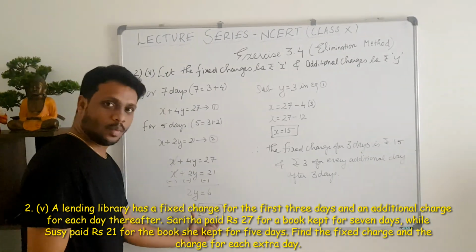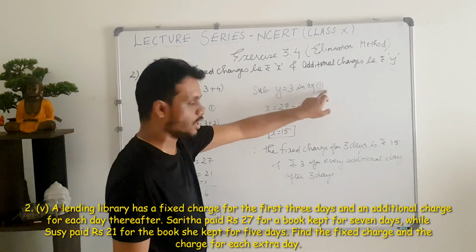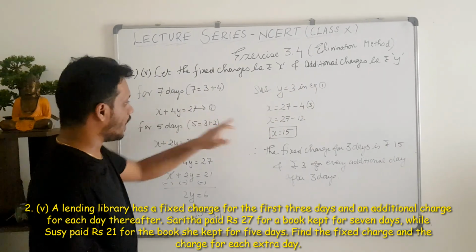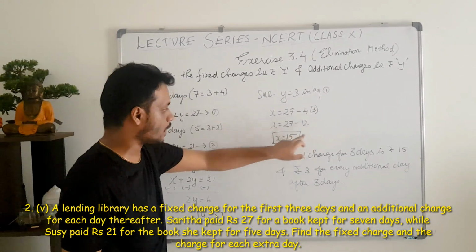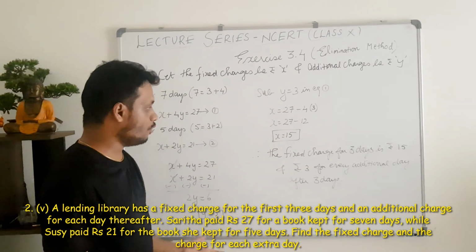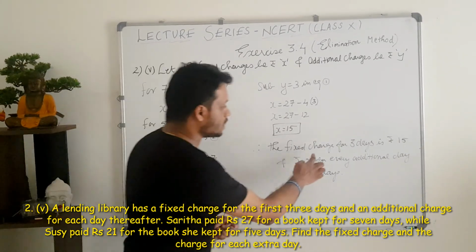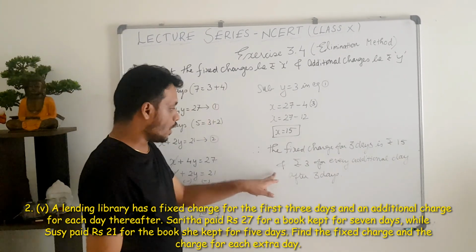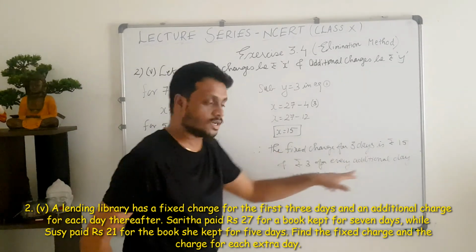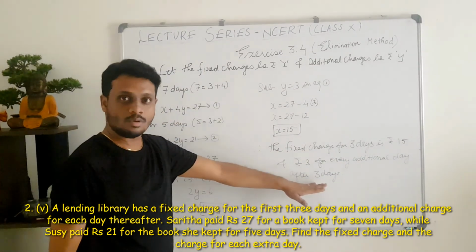So once I obtain my y as 3, I substitute y equal to 3 in equation 1. So when I substitute it here, I get my x is equal to 27 minus 12 or x is equal to 15. Therefore, we understand from this that the fixed charge for 3 days is 15 rupees, whereas 3 rupees is charged for every additional day after 3 days have been over.